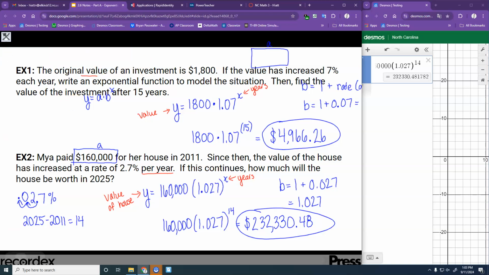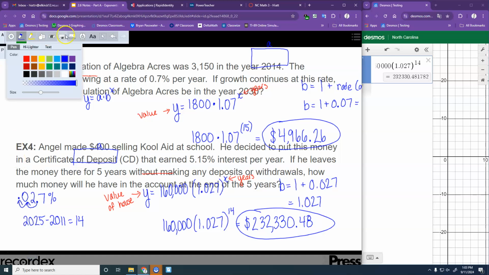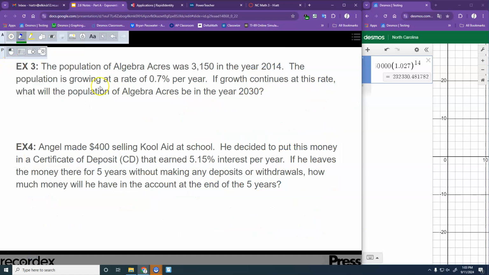So let's continue on to our next examples. Another place you're going to see this used a lot is population. So in example 3, we've got the population of Algebra Acres was 3,150 in the year 2014. The population is growing at a rate of not 7% per year, but 0.7% per year. If the growth continues at this rate, what will the population of Algebra Acres be in the year 2030?